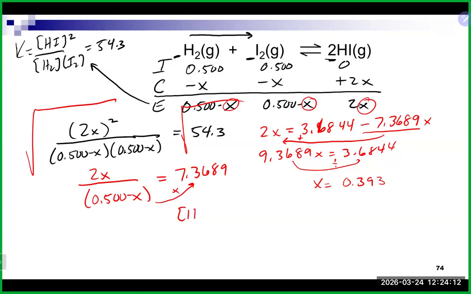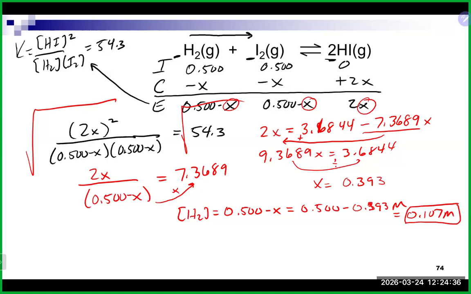So the concentration of H2 is equal to 0.5 minus x at equilibrium, 0.5 minus 0.393 molar. Oops, 0.393. And that's going to get us 0.5 minus 0.393. Looks like a 0.107 molar. Don't forget the units as it is a concentration. Our I2 is going to come out exactly the same. So our I2 will also be 0.5 minus x, which is 0.5 minus 0.393 molar. Going to get us the same number, hopefully, 0.107 molar.